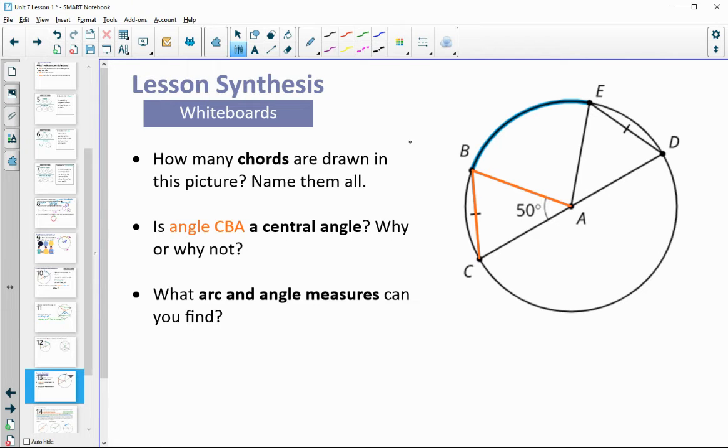All right, so let's take a look at this. Just take a couple minutes to look at this picture. Figure out how many chords are drawn in the picture. How many can you see? And can you name them all? And then is the orange angle CBA a central angle? And what are the arc and angle measures you can find? Take a few minutes, pause the video, try to see that, and then come back to the video.